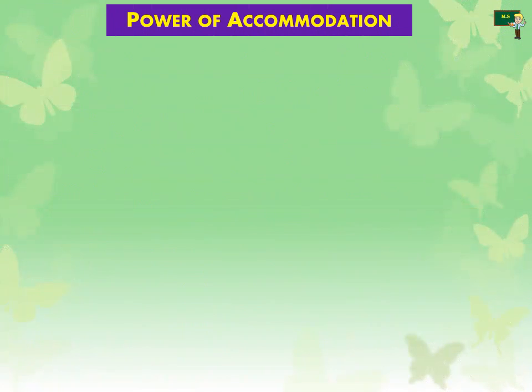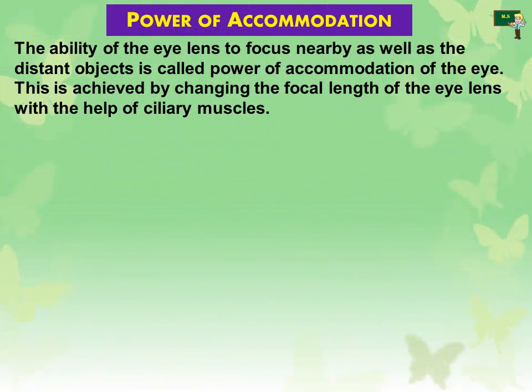Power of accommodation. The ability of the eye lens to focus nearby as well as distant objects is called the power of accommodation of the eye. All our eyes have their own power of accommodation. This is achieved by changing the focal length of the eye lens with the help of ciliary muscles.